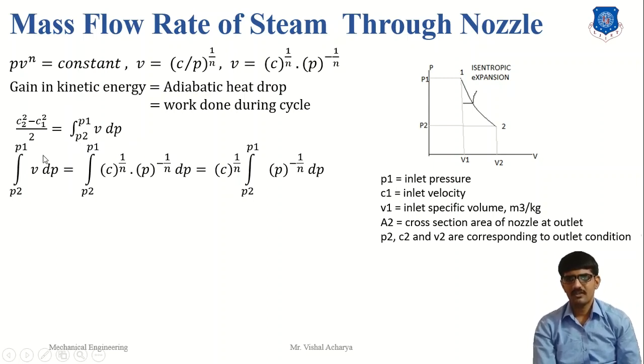Here we convert the V value into the pressure term. So we put C raised to 1 by n, P raised to minus 1 by n for V. Here C raised to 1 by n is a constant value, so it goes outside the integration, leaving P raised to minus 1 by n into dP. Here we integrate with respect to the pressure drop. So we get n upon n minus 1, C raised to 1 by n, into P1 raised to (n minus 1) by n minus P2 raised to (n minus 1) by n. Here the formula used is the integration of x raised to n is equal to x raised to n plus 1 divided by n plus 1.